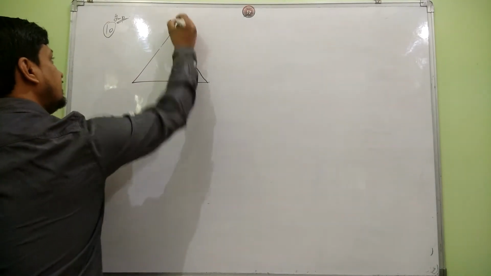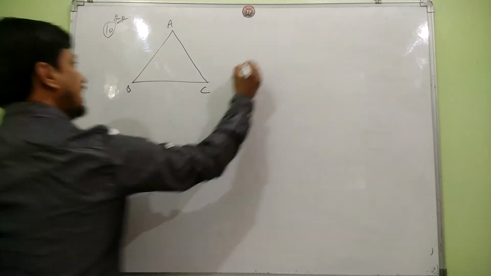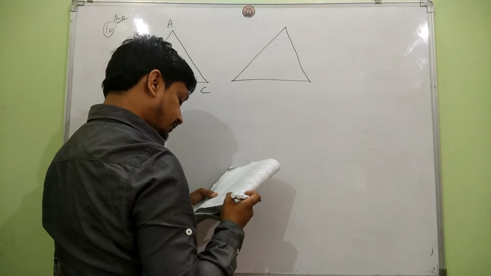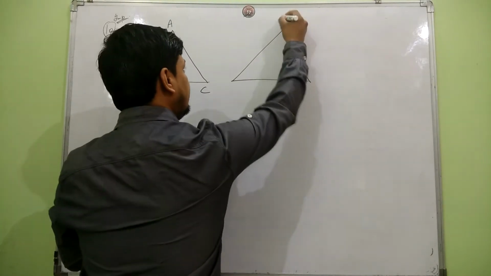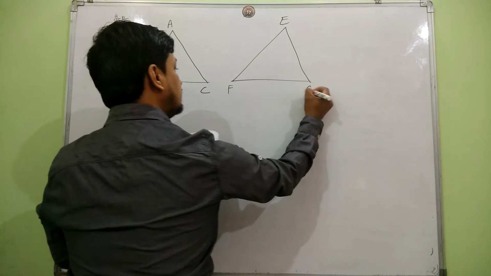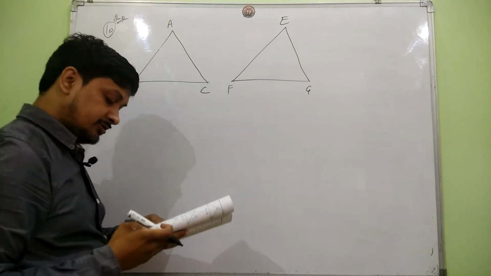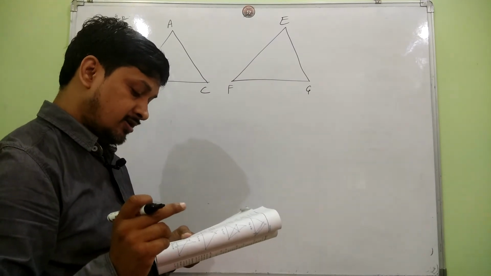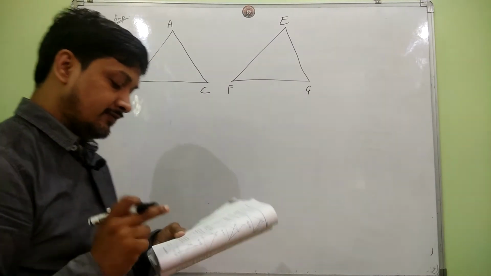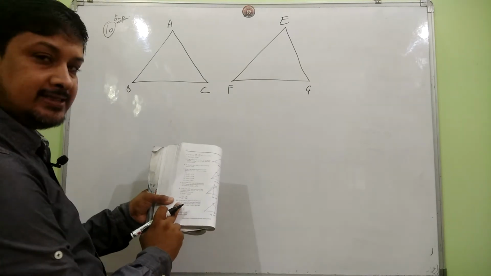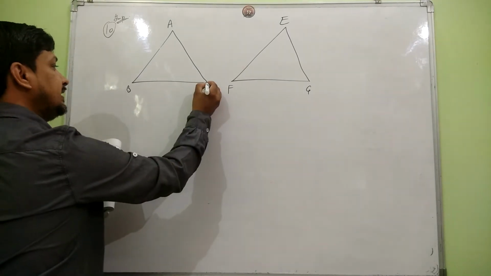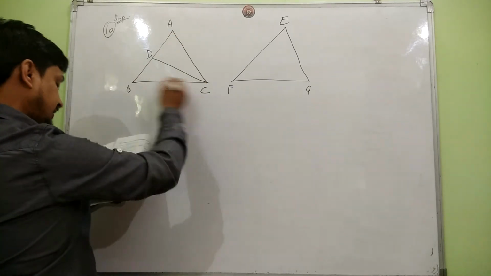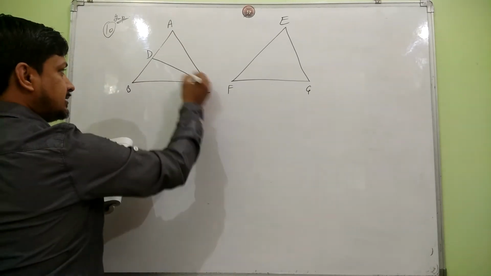The first triangle is triangle ABC and the other triangle is triangle EFG. So first of all, you will make the triangles. Now start the other things. CD and GH are bisectors of angle ACB and angle EGF. CD is the bisector of angle ACB. So it's fine. This is the bisector.